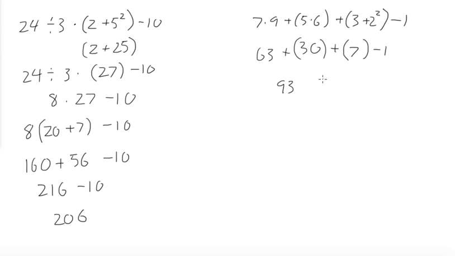And then we're going to plus the 7. And then we're going to minus the 1. So that's 100 minus 1, so it's 99. And that is order of operations.